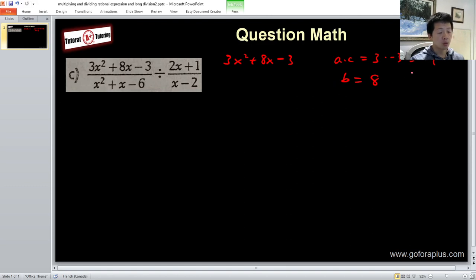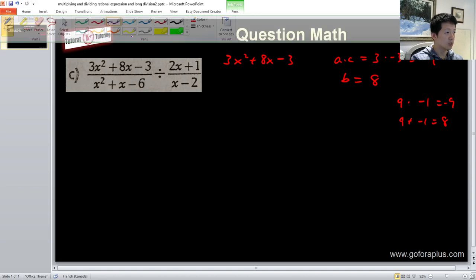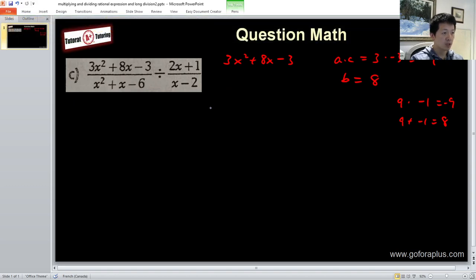So now what do we have? I will have, let's say, 9 times minus 1. That will give me minus 9, and 9 plus minus 1 is going to give me 8, right? So the two numbers will be 9 and minus 1. So what I need to do here is, I'll change the color so that it will be easier to recognize. 3x squared plus 9x minus 1x, sorry, minus 1x minus 3.